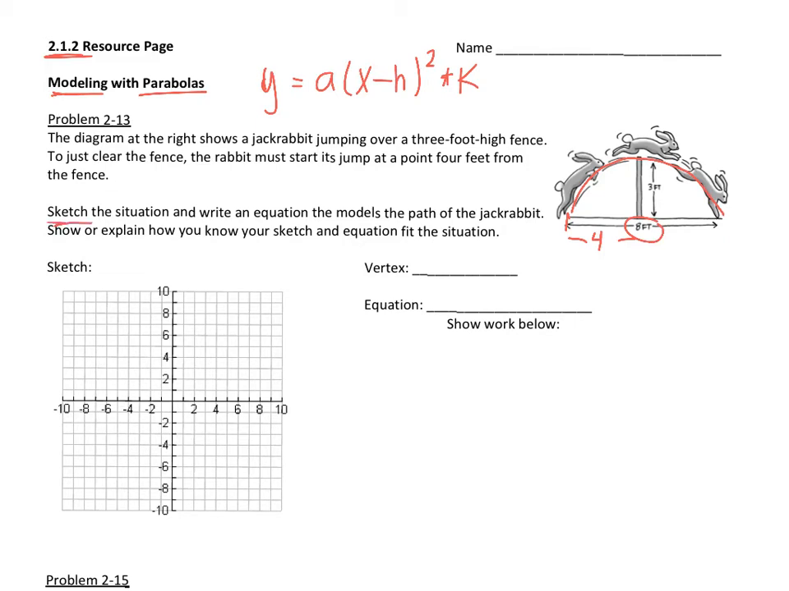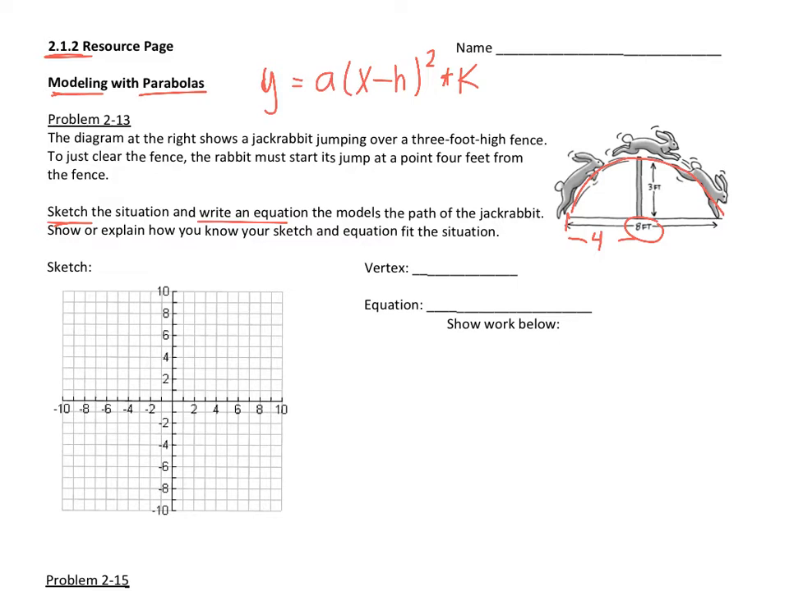We are told to sketch the situation. So that's step 1. Step 2, write an equation that models the situation. Show or explain how you know your sketch and equation fit the situation. So we're going to walk through this together. I'm going to show you this process 2 times, and I think the second version is easier, but I'll let you decide and you can use whichever works better for you. So we're going to sketch this first.